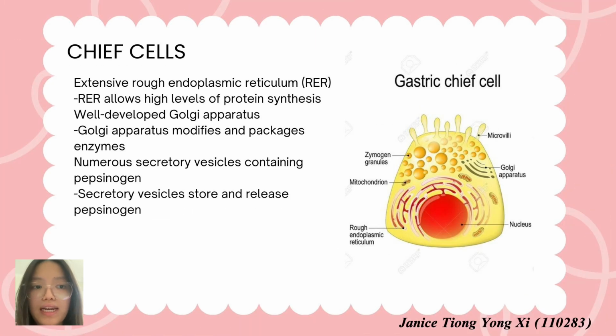The fourth one is chief cells. They have extensive rough endoplasmic reticulum, which is RER. RER allows a high level of protein synthesis. A well-developed Golgi apparatus modifies and packages enzymes. Numerous secretory vesicles store and release pepsinogen.